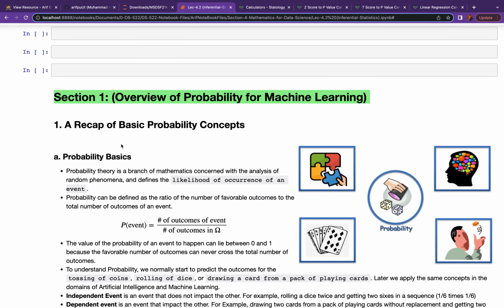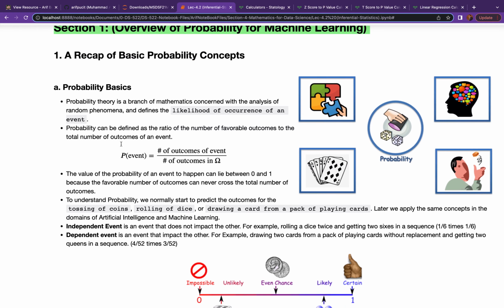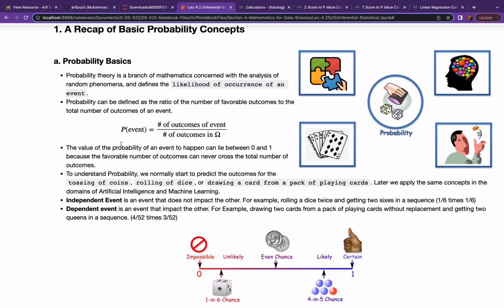Okay, so let's start with the overview of the probability concepts that one must know before starting the journey in the domain of machine learning. Let me start by revising some of the very basic probability concepts. Well, my dear friends, we all know that probability defines the likelihood of occurrence of an event. It is the ratio between the favorable outcomes and the total number of outcomes, whose value can lie between 0 and 1.